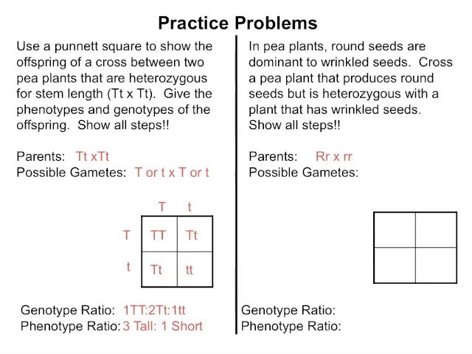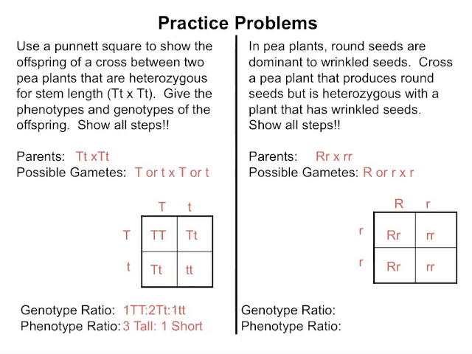So the parents in this case are big R, little r, cross little r, little r. Wrinkle seeds, just like in our first example, has to be little r because wrinkled is the recessive allele. Next, we would write the possible gametes, big R or little r for our first parent, and just little r's for the second parent. We then put those on the outside of the Punnett square.